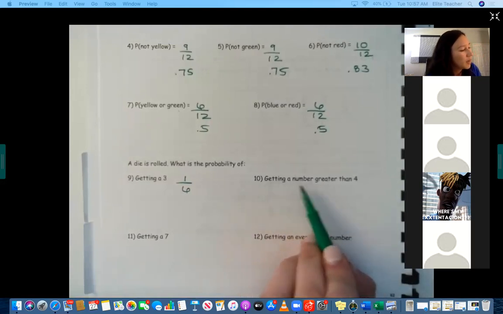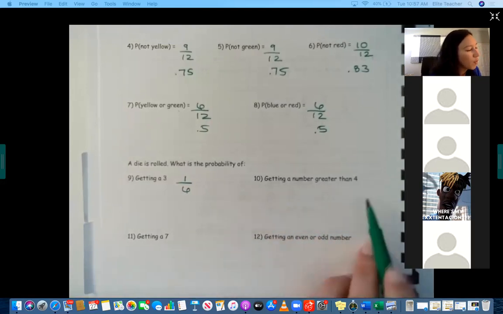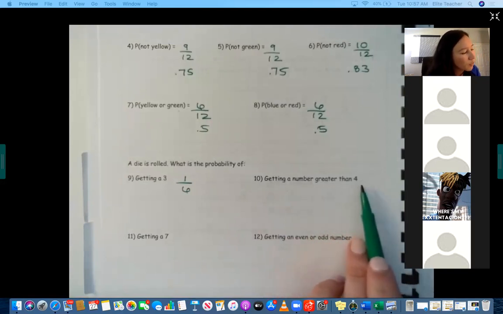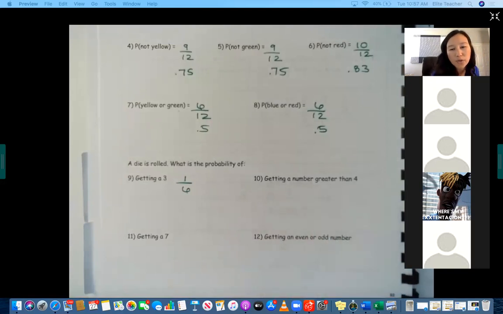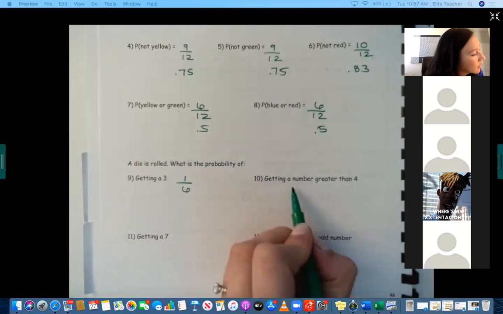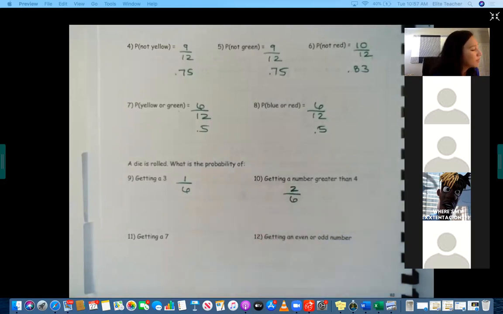So then the probability of getting a number greater than four. So it doesn't say it can be equal to four. So four is not an option. So the only numbers greater than four on a dice are five and six. So five and six, there's two out of the six.